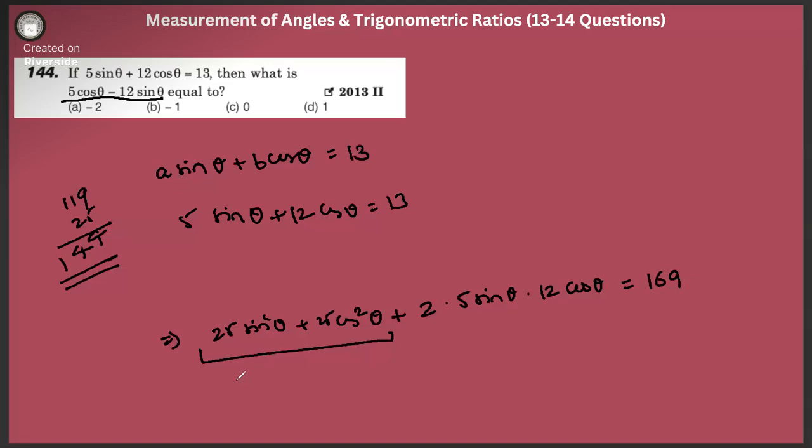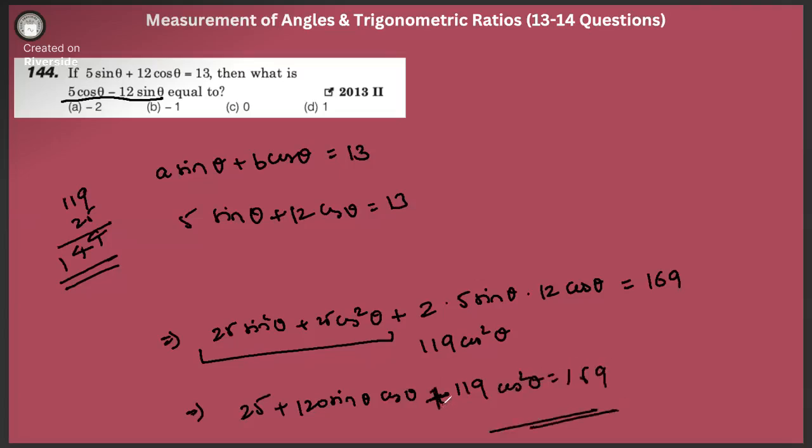169. What did I just do? And we also have 119 cos square theta. Am I right? Is it correct so far? Yes, sir, looks correct to me. If it is incorrect, please tell me. You guys were supposed to tell me. Plus 120 sin theta cos theta. Again we are having 119 cos square theta, 169, and again sin theta cos theta and cos square theta. So squaring on both sides did not help us much.